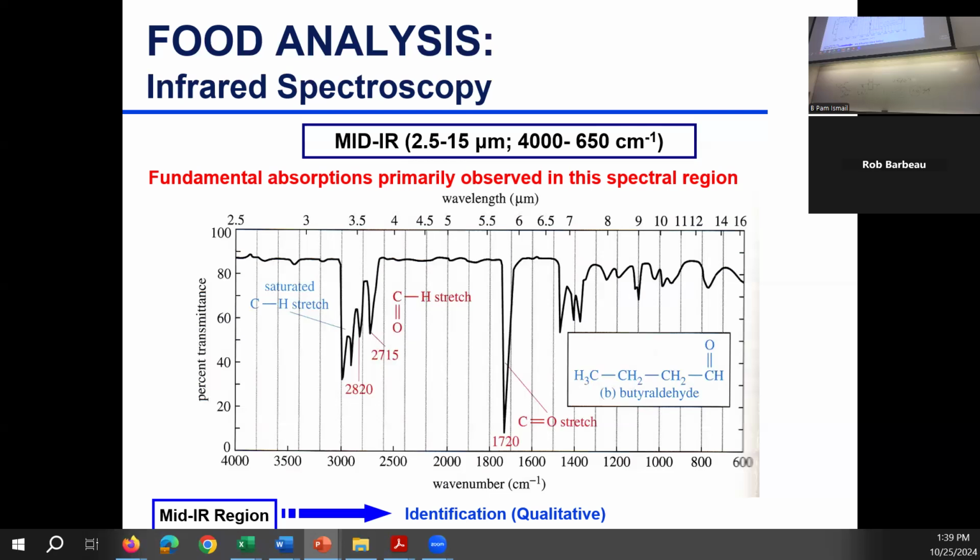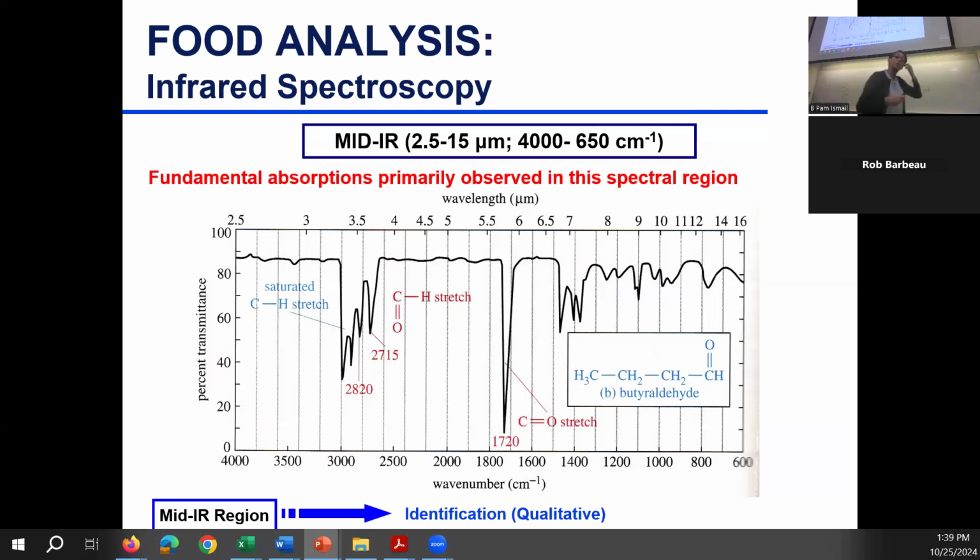You have a double bond here, you have, what do you call that? Hydrocarbon bond. So you have different bonds. So here you have a stretch of the carbonyl, you have another stretch here. So every peak here is for a different component within this entire molecule. So you don't have multiple molecules. These are functional groups within that one molecule. So that's the fingerprint of butyl aldehyde.